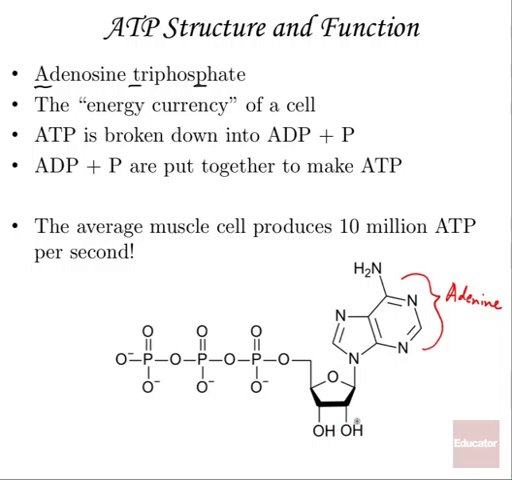And then, what is this? Well, this is ribose, a kind of monosaccharide, a simple sugar. It is a pentose sugar because it's five-sided. But adenine, ribose, and then three phosphates.